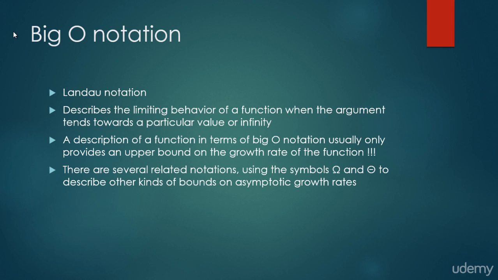Big O, or the Landau notation, describes the limiting behavior of a function when the argument tends towards a particular value, or usually infinity. A description of a function in terms of big O notation usually only provides an upper bound on the growth rate of the function, and there are several related notations using the symbols omega and theta to describe other kinds of bounds on asymptotic growth rates. Omega usually denotes the lower bound. The big O notation provides an upper bound.